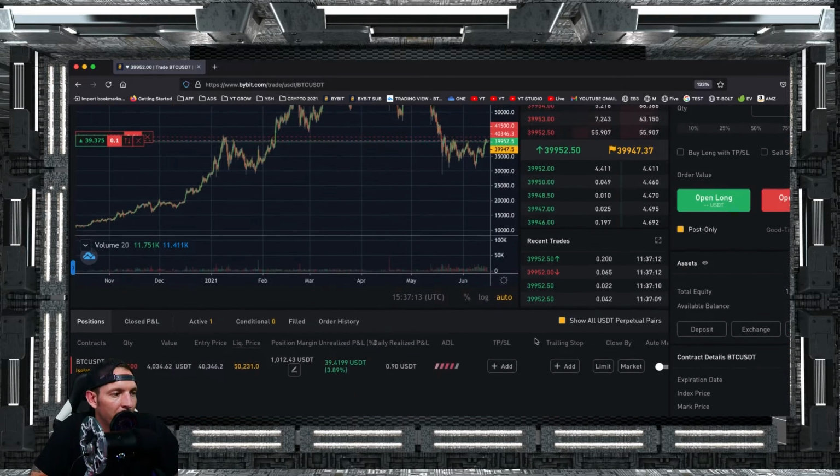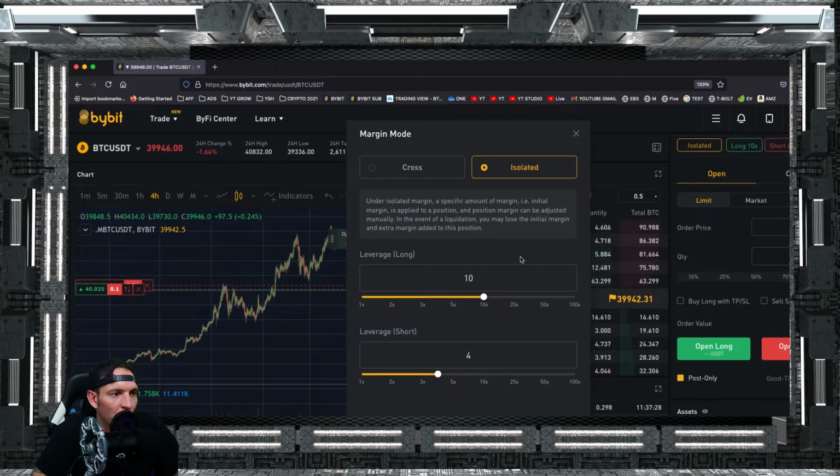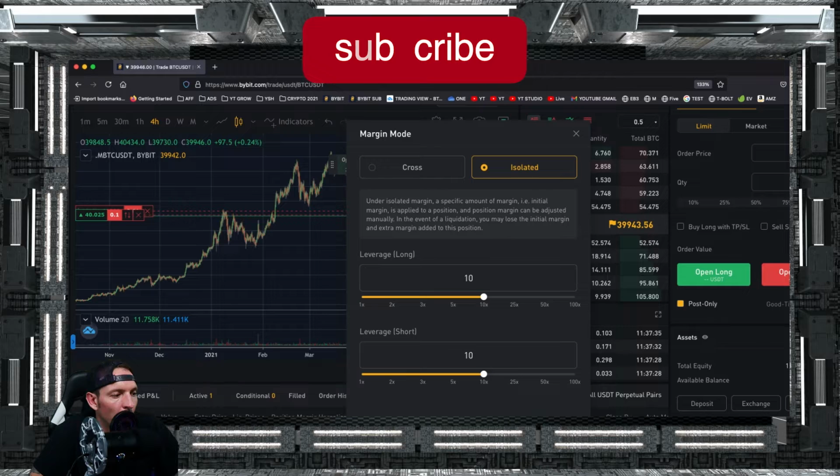So that being said, right now I have this short open on Bitcoin. So right now you can see I have 4x leverage, and what I'm risking right now of losing is $1,012. So if I come up here right now and I change my short to say 10x and I hit confirm, watch this.